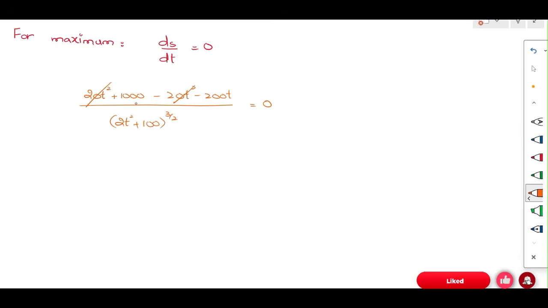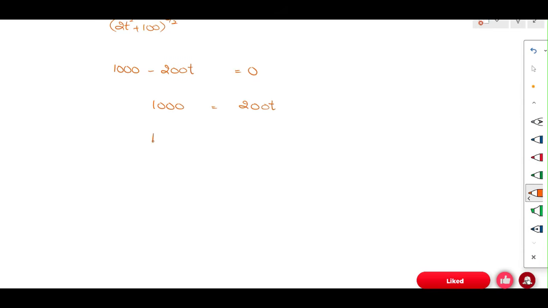So these two, positive and negative, cancel out. So 1000 minus 200t equals 0. So 1000 equals 200t. Now 1000 divided by 200, this is your t value. When I simplify, 0 is cancelled with 0, 0 is cancelled with 0, 2 times 1 is 2, 2 times 5 is 10. From here we got t equals 5.